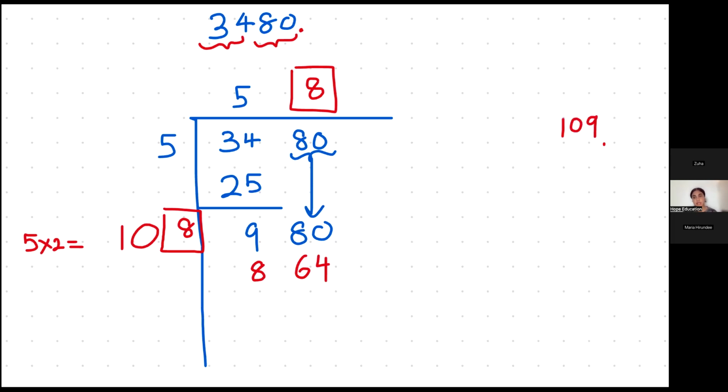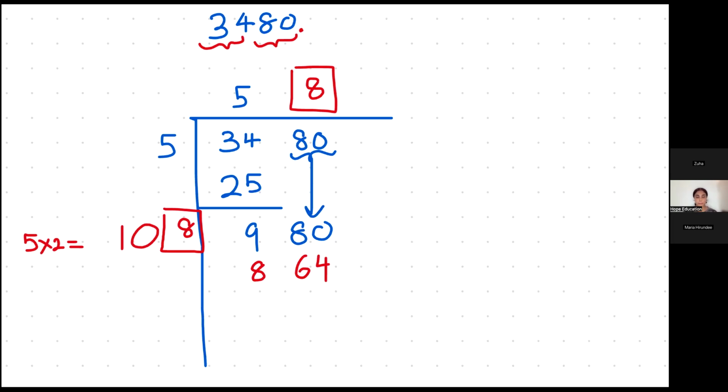So 9 times 9 is 81, 9 times 0 is 0, 9 times 1 is 9. So that gives us 981. But here there is only 980. So 9 doesn't work, and we'll put 8. Up to that point, is it clear? Yes, teacher. Okay, Zuha?